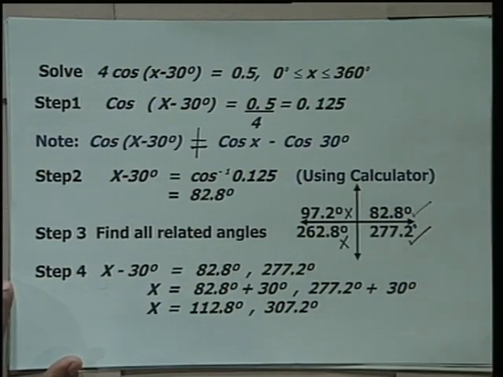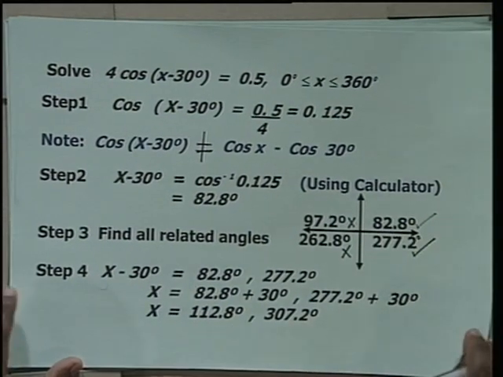277.2 degrees. Therefore, x − 30 is equal to 82.8 or 277.2. We send the 30 to the other side to obtain x equal to 112.8 degrees or 307.2 degrees. We'll take another example.